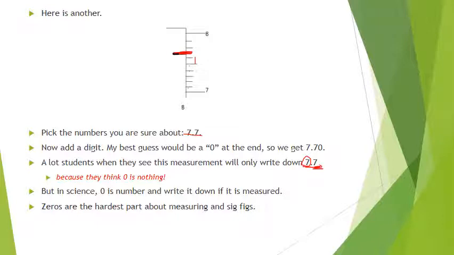And 0 is a number. So put it. I mean, you could write 7.71 if you want, or 7.69. But 7.70 is a number. You know, the problem is that students think 0 is nothing, and for some reason they think 7.7 is really precise. And actually it's not. It's less precise than 7.70. So make sure you write your zeros.